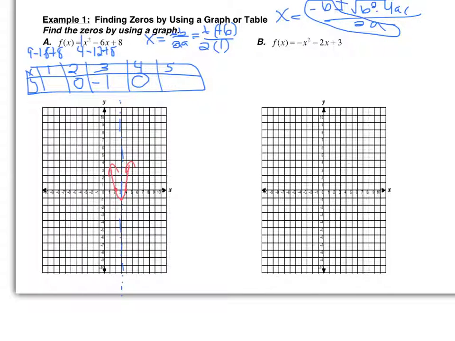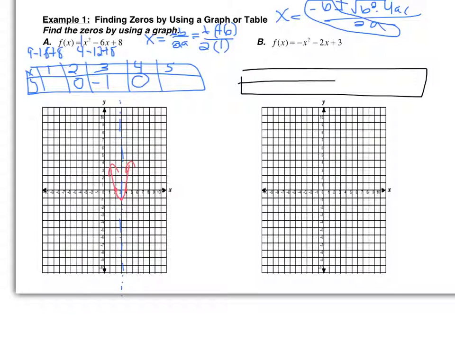We can do the same thing with b. So let's make our table of x and y values. And we want to find the center where the axis of symmetry is. So let's do x equals negative b over 2a. And that would be negative b, which is here, negative 2, over 2 times a, which is negative 1. So negative 2 is a positive, so this becomes positive 2 over 2 times negative 1 is negative 2. So 2 over negative 2 is negative 1.